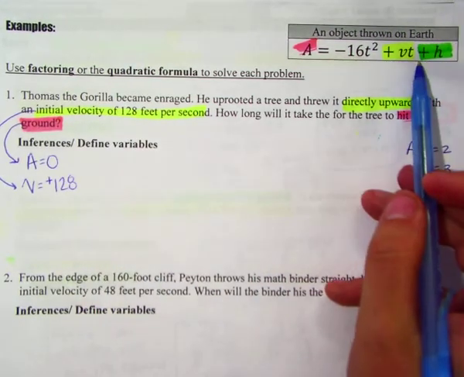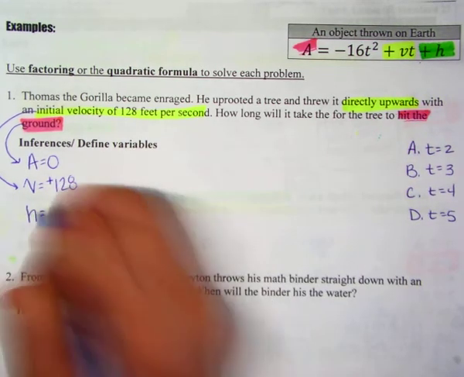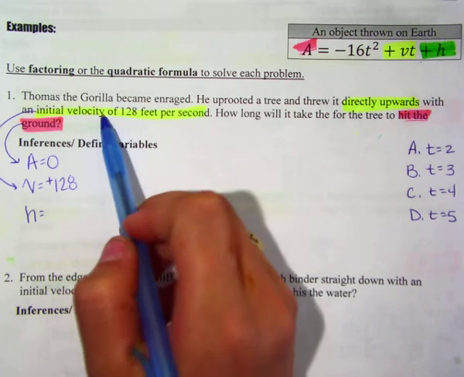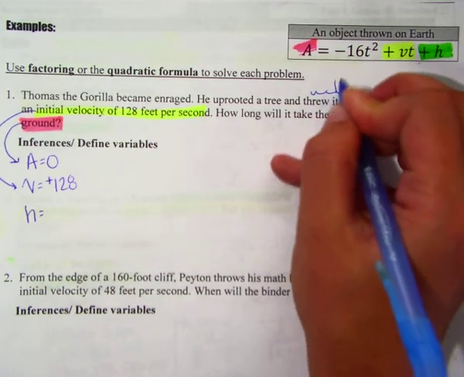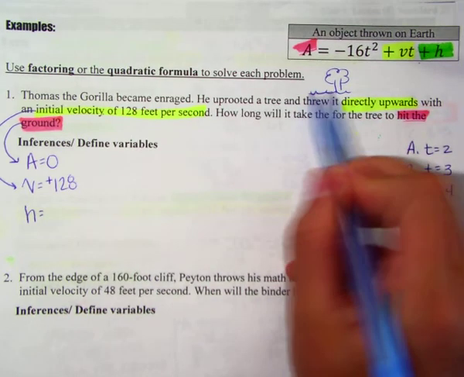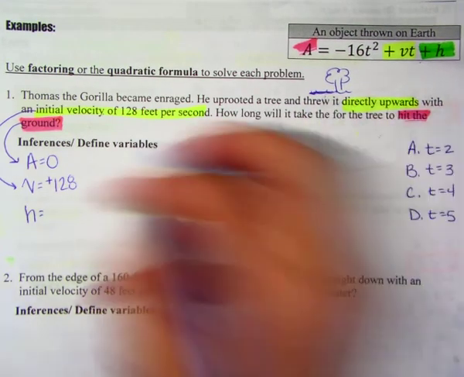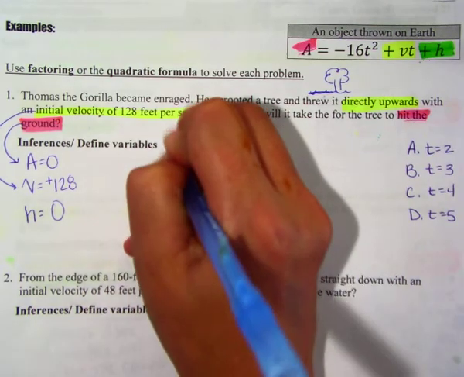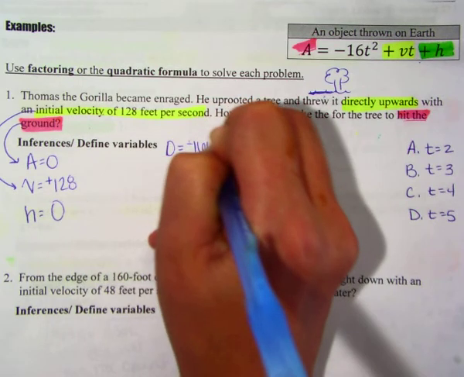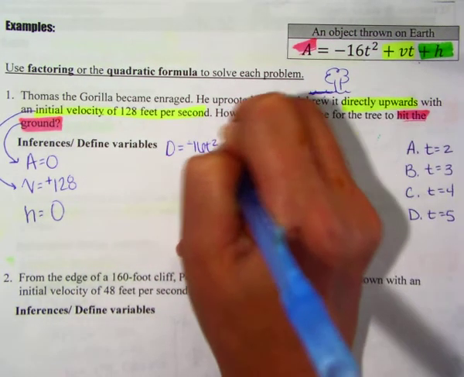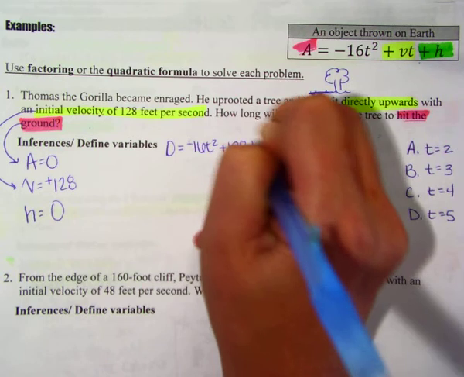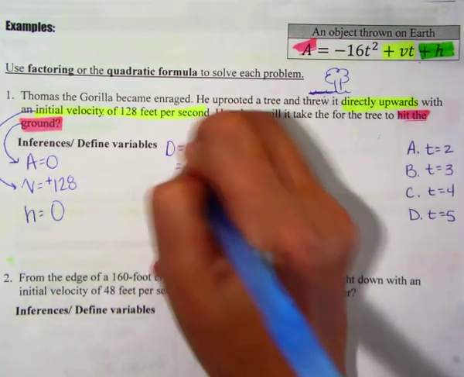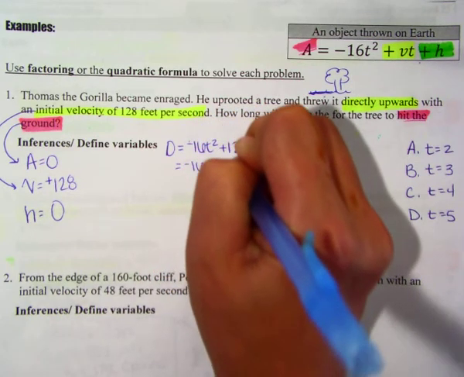Notice I didn't highlight anything green. So I have to think about what my initial height is. Well, Thomas the gorilla is standing next to a tree. A tree is found on the ground. So our initial height is actually 0. Substitute everything in. 0 equals negative 16t squared plus 128t plus 0, which simplifies to negative 16t squared plus 128t.